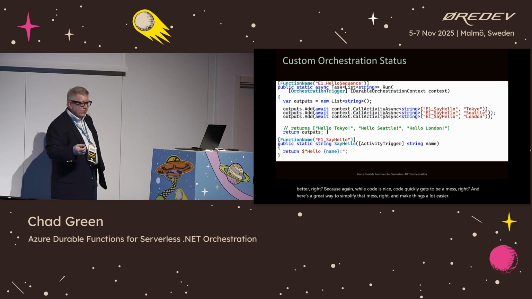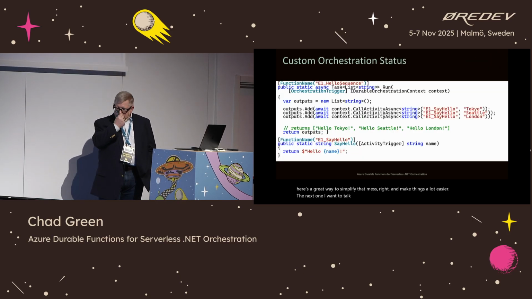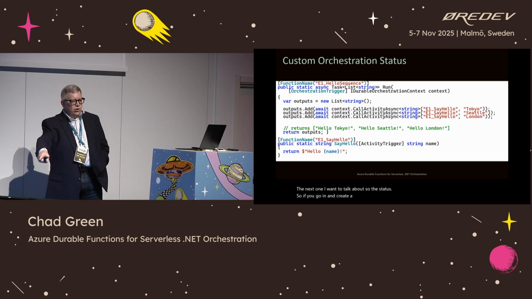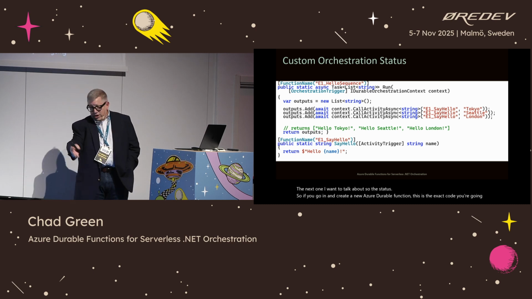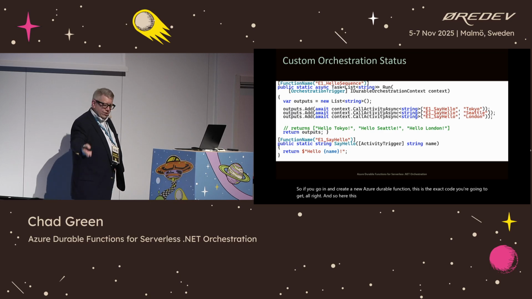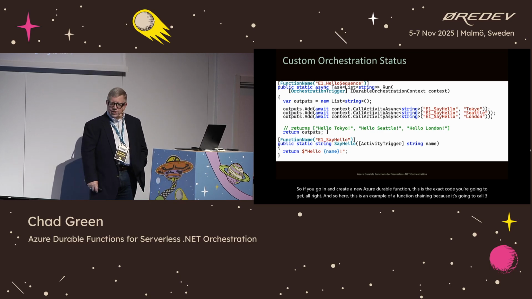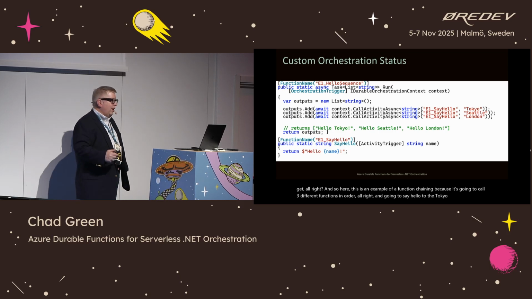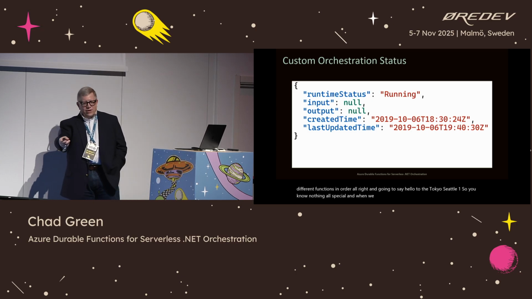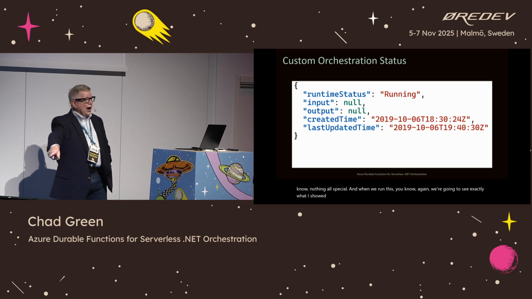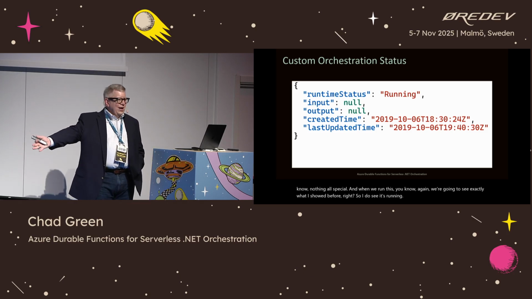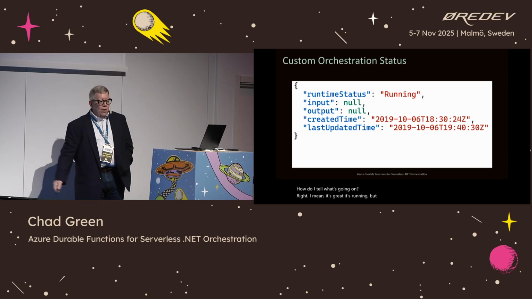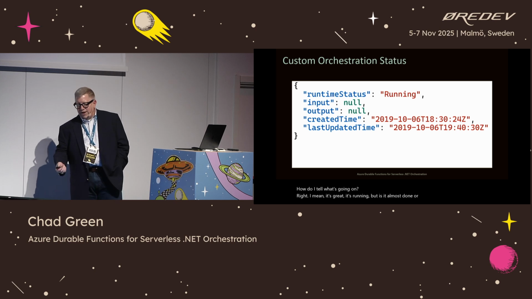The next one I want to talk about is the status. If you go in and create a new Azure durable function, this is the exact code you're going to get. This is an example of function chaining, because it's going to call 3 different functions in order. It's going to say hello to Tokyo, Seattle, and London. So, nothing all that special. When we run this, we're going to see exactly what I showed before. I do see it's running, but where is it at? How do I tell what's going on? It's great it's running, but is it almost done, or is it just getting started?